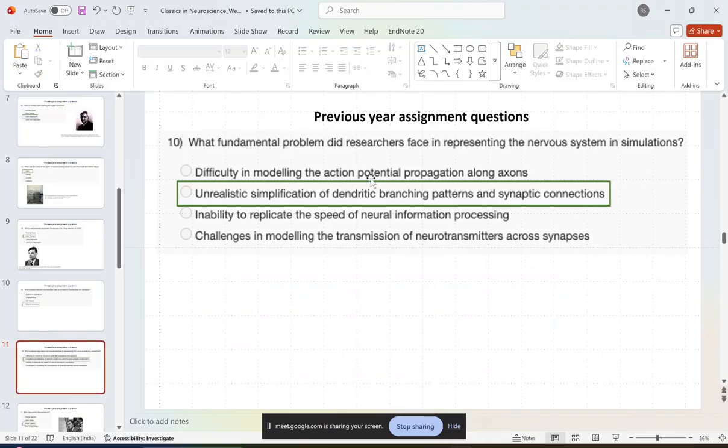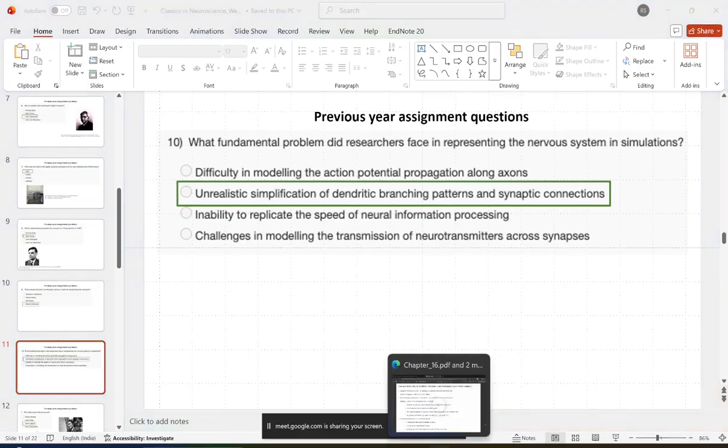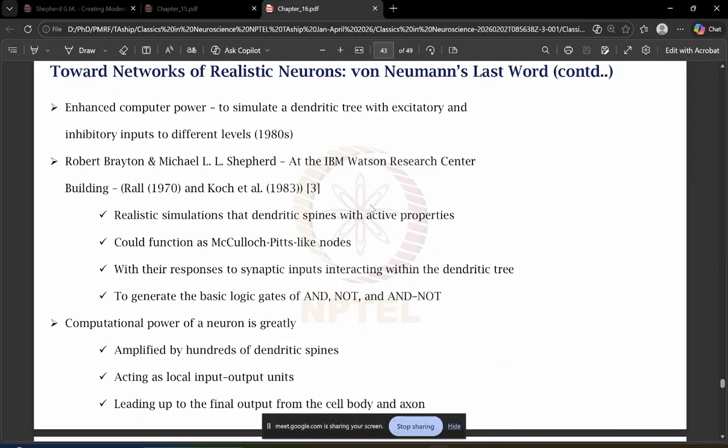So, what was the fundamental research problem that researchers faced in representing the nervous system in simulations? The problem that was faced was an extremely unrealistic simplification of dendritic branching patterns and synaptic connections, which was later understood and which people tried to overcome.